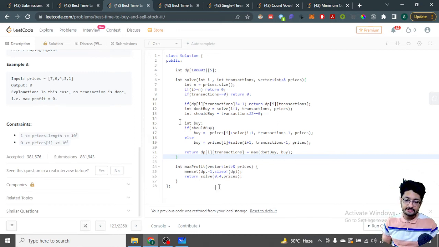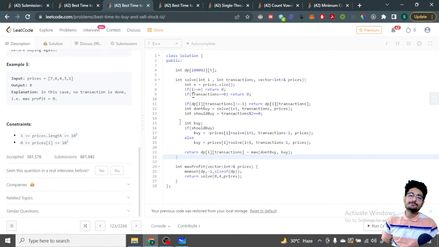In this solve function, we send the ith day, which will start at the 0th day, and we have 4 transitions to be done. And this is the prices array. Now this is the base condition. There are 2 base conditions. Either I go out of bounds, meaning I do not have any more days to do trading on, so I will return 0. Or else the number of actions I can do becomes 0. If that also becomes true, then I will return 0.